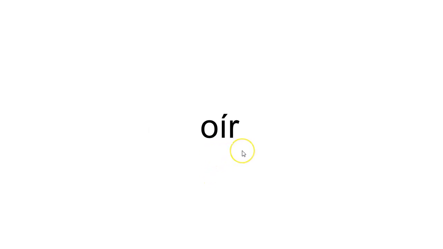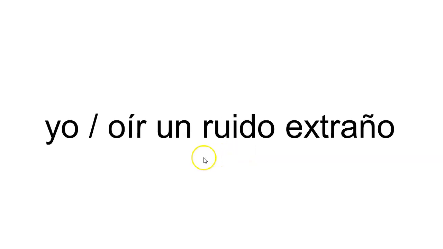And let's work with oír, the last one. So remember, oír is to hear. Un ruido extraño is a strange noise. So we want to say, I heard a strange noise. Remember the preterite? So I heard a strange noise. Oí un ruido extraño. I heard a strange noise.